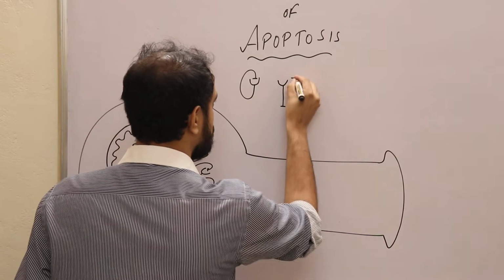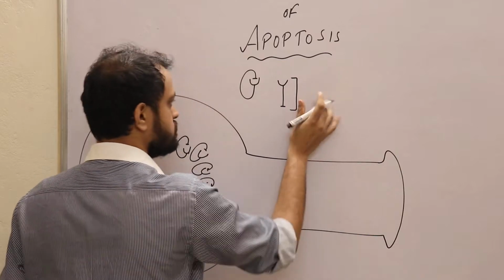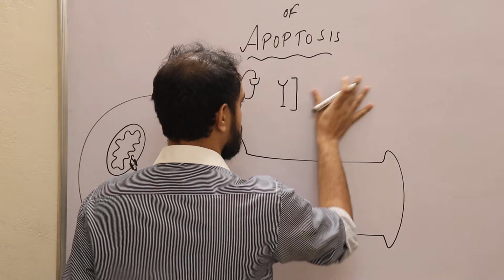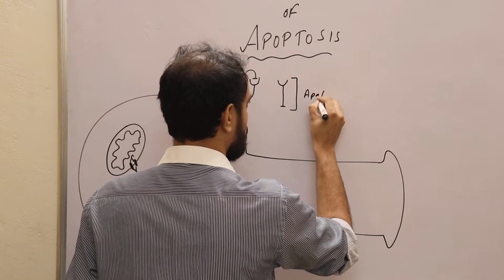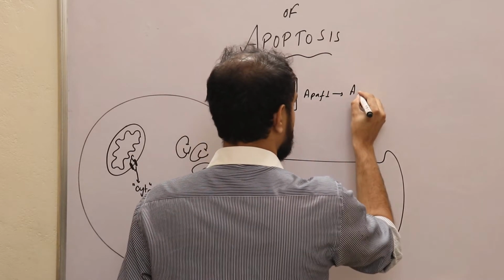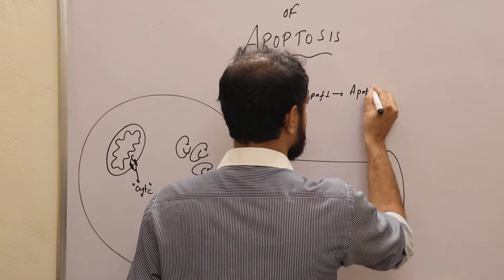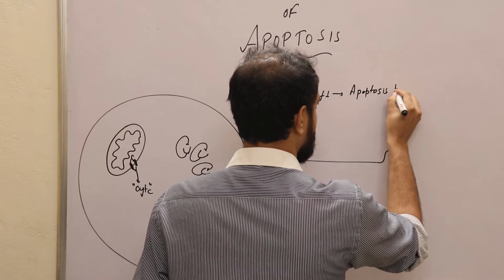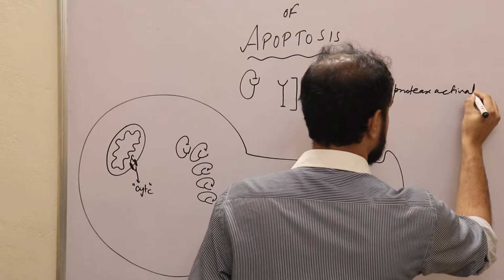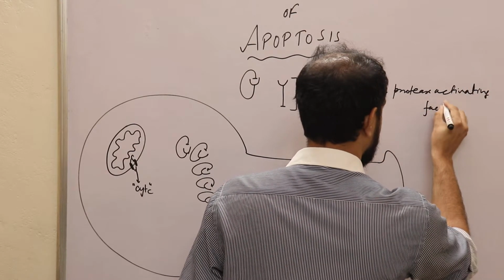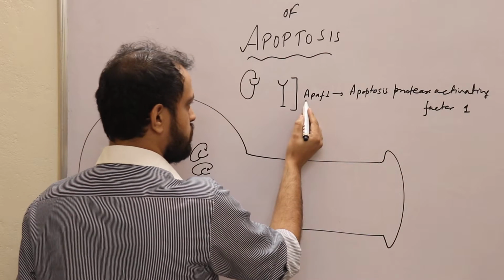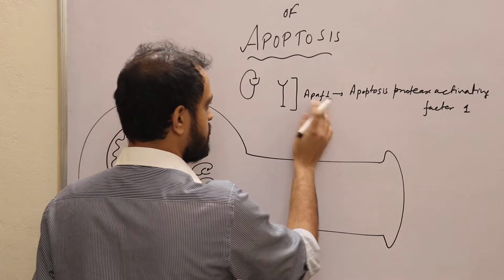What is the name of this protein? This is called APAF1. Now listen, the full form of APAF is apoptosis protease activating factor 1, that is APAF1. Okay, apoptosis protease activating factor number 1.